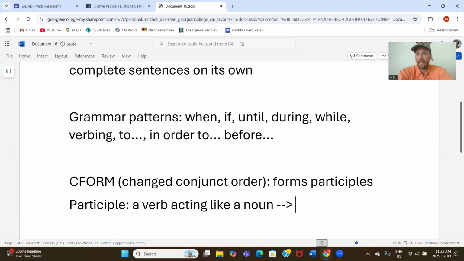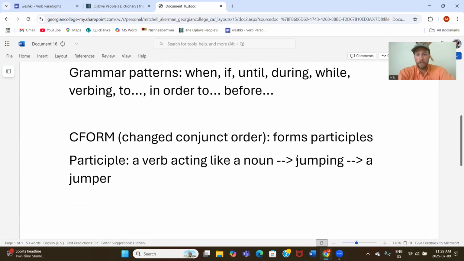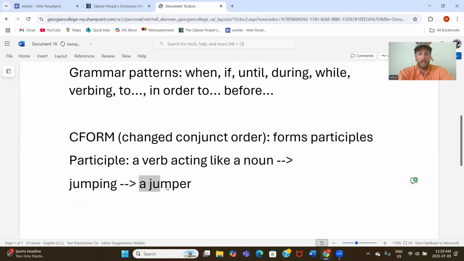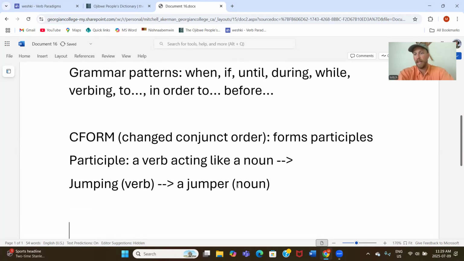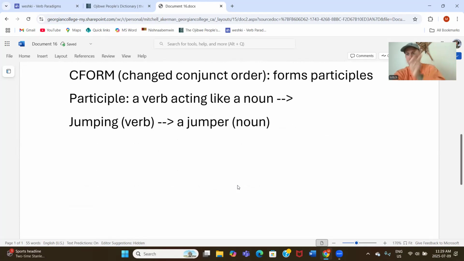All right. An example of that is like, you can pick whatever it is, like someone who is, I don't know, jumping becomes a jumper, and a jumper is a noun. Okay. So jumping, which is the verb, becomes a jumper, which is a noun. Okay. And we're basically doing that in the language too. Okay. Taking a verb and sort of changing its form so that we can use it more like a noun.